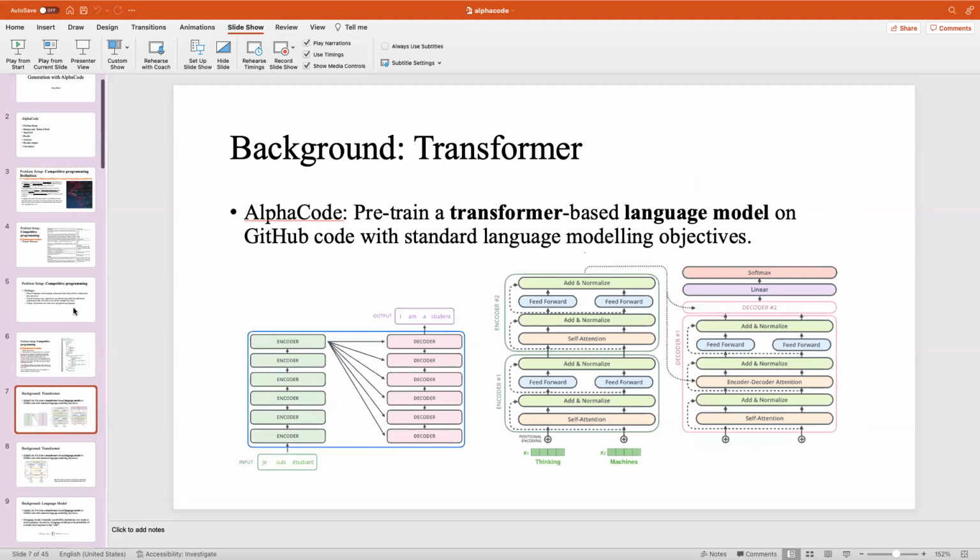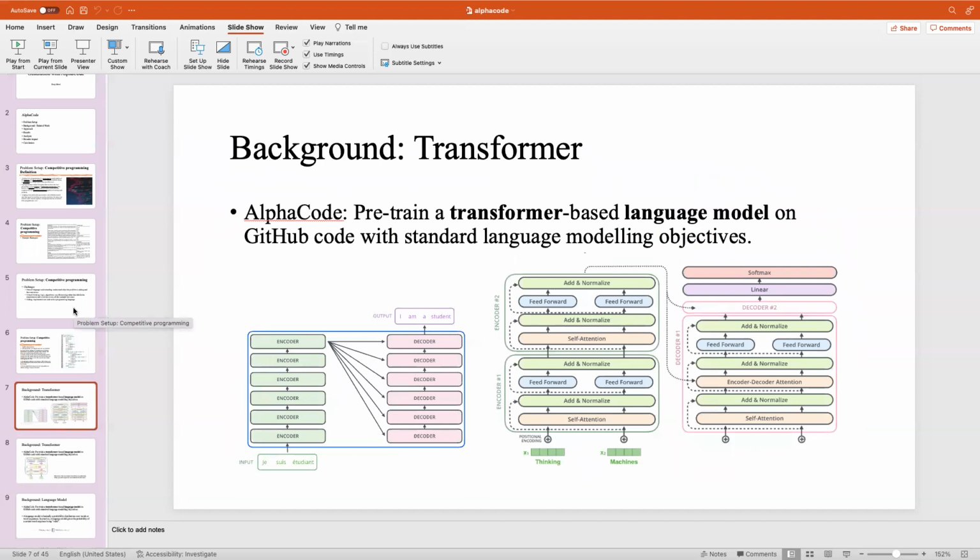So we'll first talk about some background of AlphaCode before we dig into the details of the model. Briefly speaking, AlphaCode is a pre-trained transformer-based language model, and it's pre-trained on GitHub code with standard language modeling objectives. So we'll first talk about the transformer. I believe most of you are familiar with the transformer because it's so popular right now.